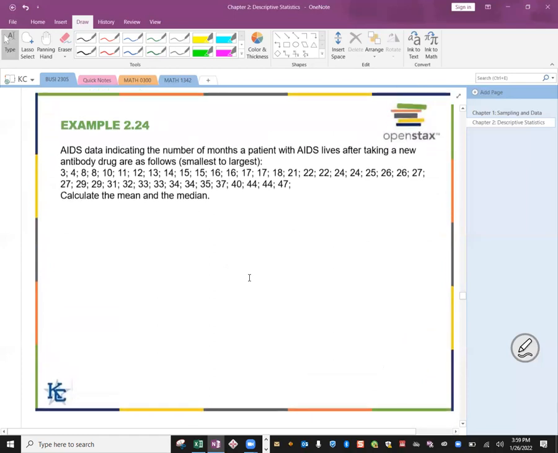Okay. So let's take a look at this example here. This example says AIDS data indicates the number of months a patient with AIDS lives after taking a new antibody drug, and are as follows from smallest to largest. Calculate the mean and median. So if you wanted to do this by hand, you would add all these values together and then divide by the number of values you have. And you could do the cross-off method to find your median. I'm going to do these in Excel because, like I said, we very rarely do these things by hand. We often have business tools that help us, and the business tool we're using in this class is Excel.